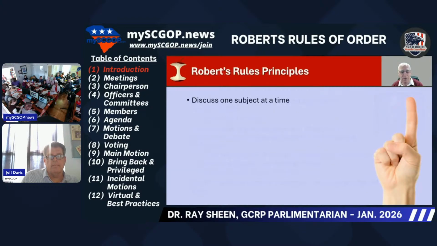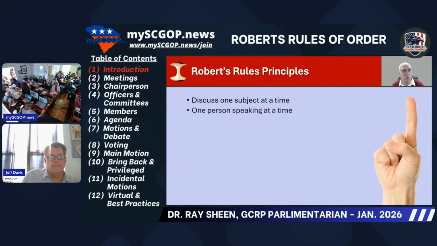One principle is to discuss one subject at a time. This is part of keeping the meeting orderly and efficient. Whatever is the topic at hand, that is what's discussed, and that must be finished or disposed of before a new topic is allowed to be raised. So, if you have an issue that you want to bring before the body, look at the agenda and determine what's the right time to do that. Otherwise, the comments won't be allowed.